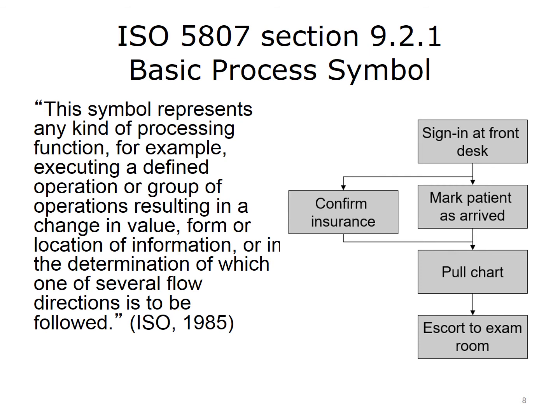The basic process symbol represents any kind of processing function. For example, executing a defined operation or group of operations resulting in a change in value, form, or location of information, or in the determination of which one of several flow directions is to be followed. ISO 1985. In this example, the basic process symbol represents the following.